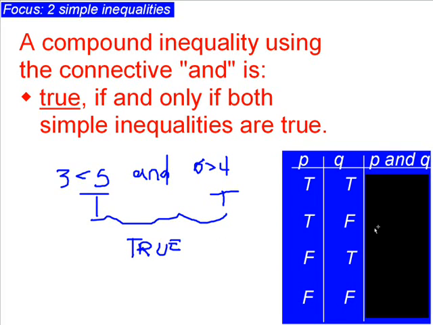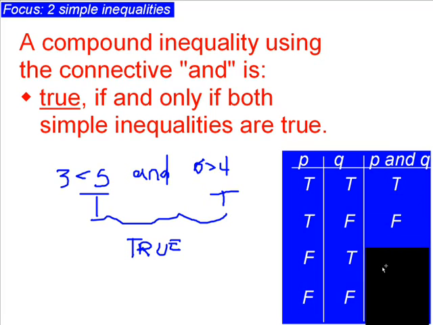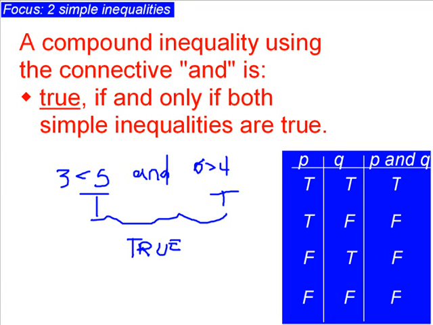Again, the chart on the right summarizes this. The first one true, the second one true: the compound inequality is said to be true. If the first one was true and the second one were false, the compound inequality would be classified as false. If the first one were false and the second one true, again, the compound inequality is false. And if they're both false, of course, the compound inequality is said to be false.